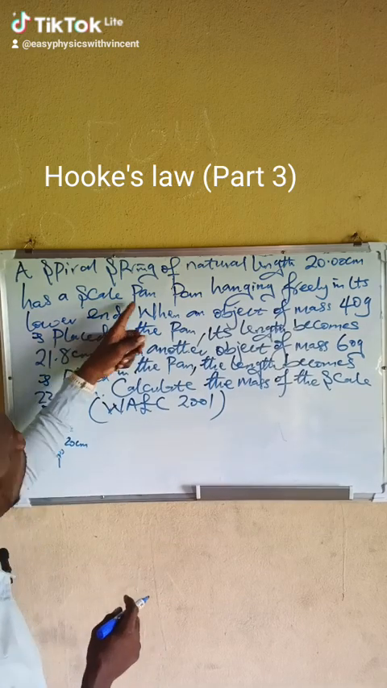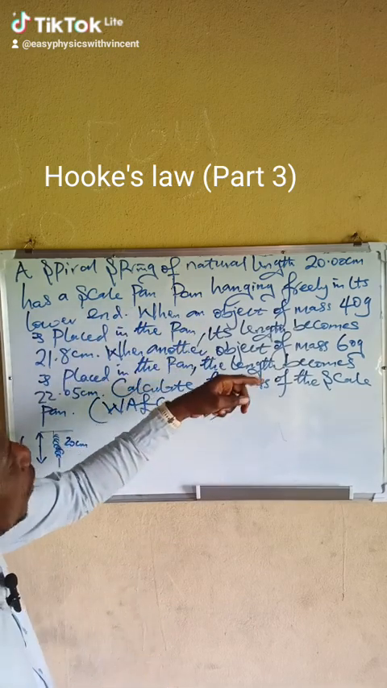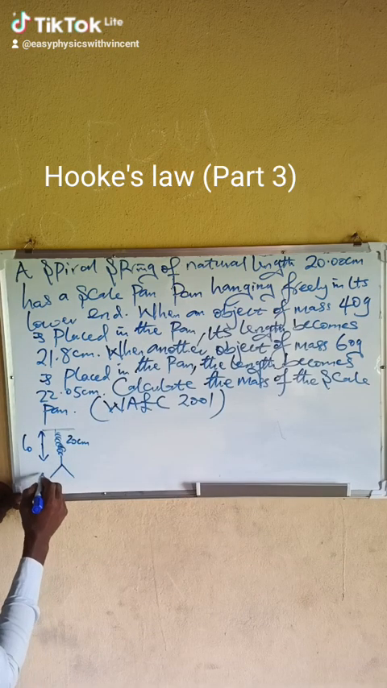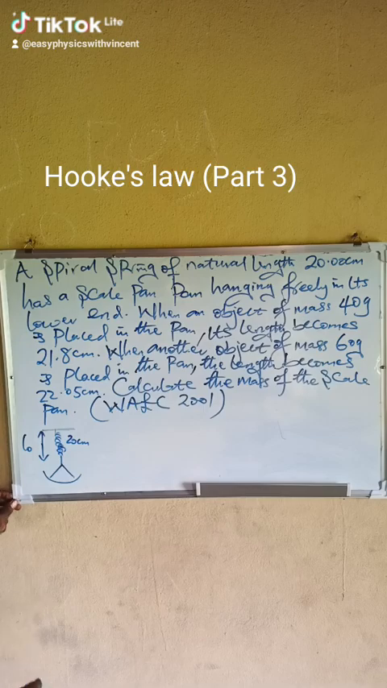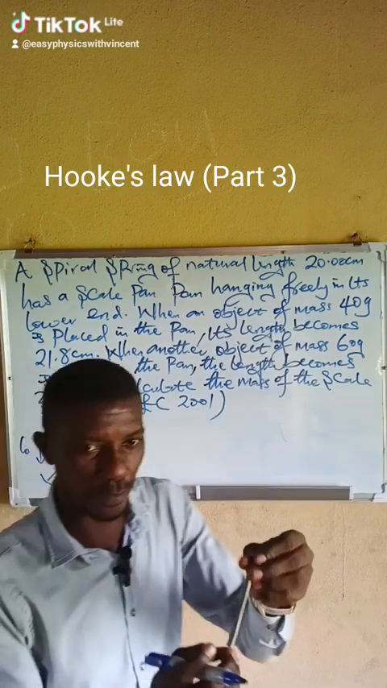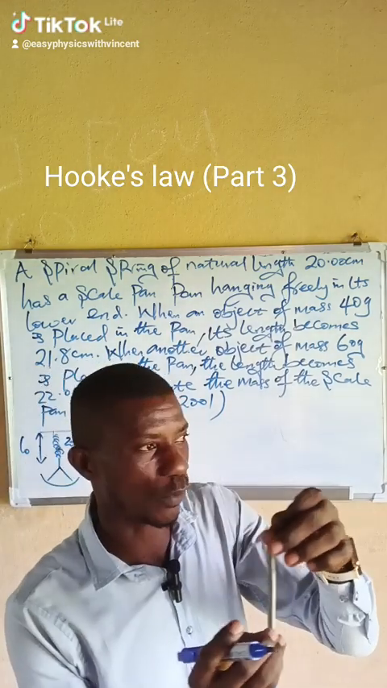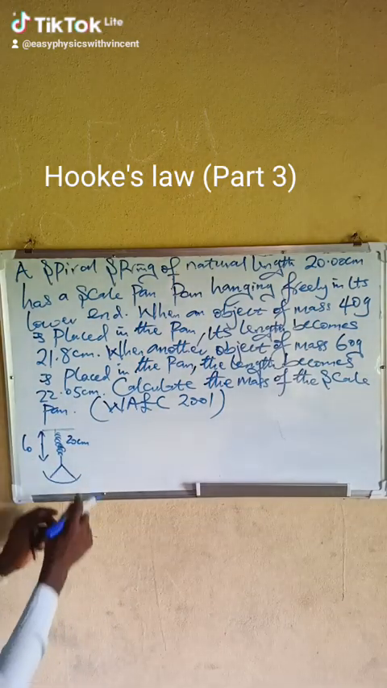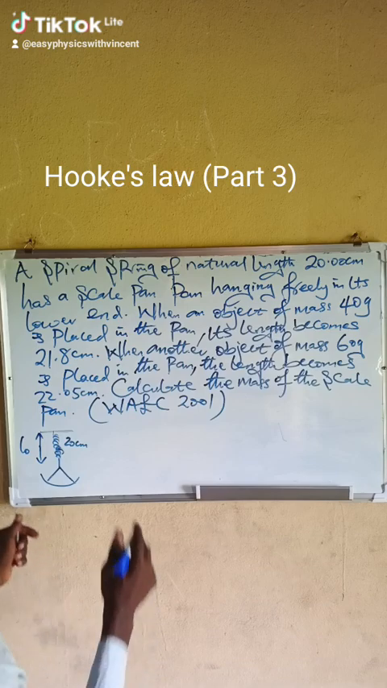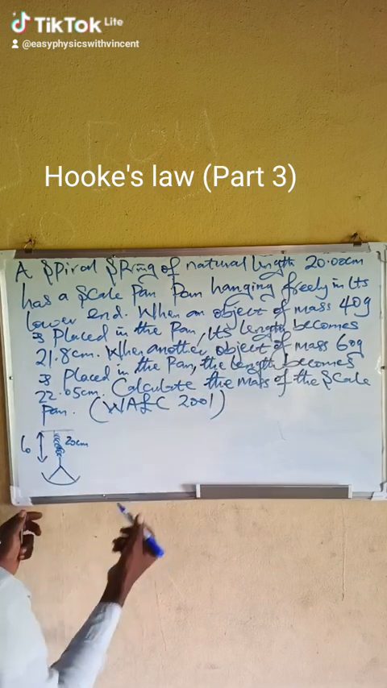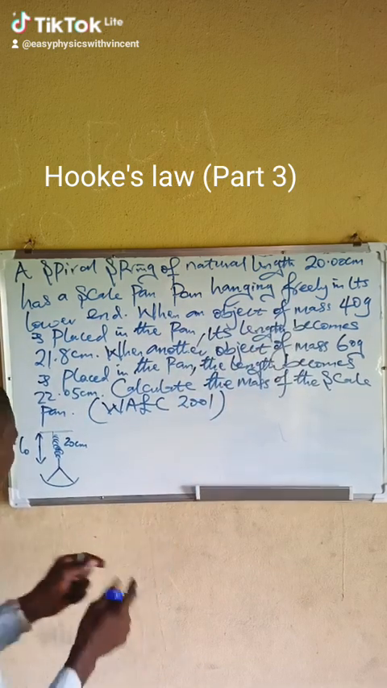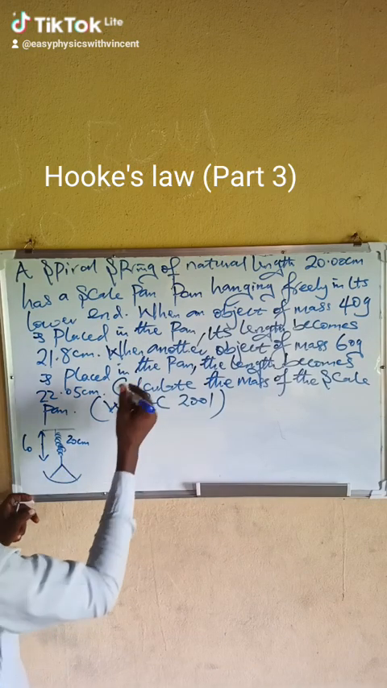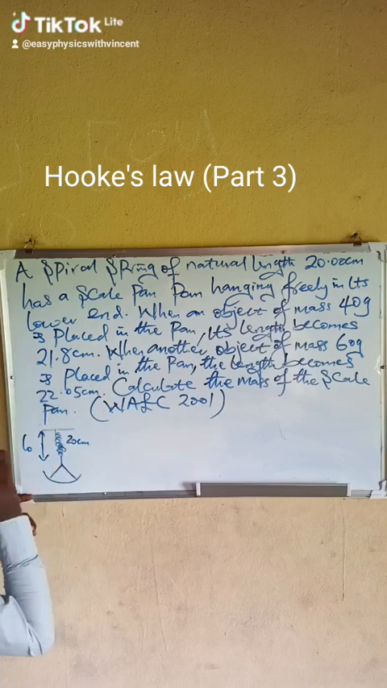Okay, it has a scale pan hanging freely in its lower end. There is a scale pan hanging here. This is the spring, but I don't have the scale pan drawn here. It has a scale pan hanging on it. Now when an object of mass 40 gram is placed in the pan, if we place an object of 40 gram inside this pan, the length becomes this.